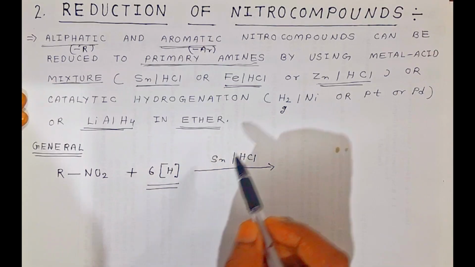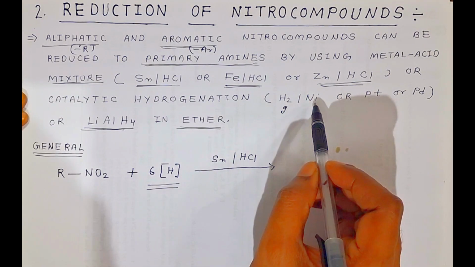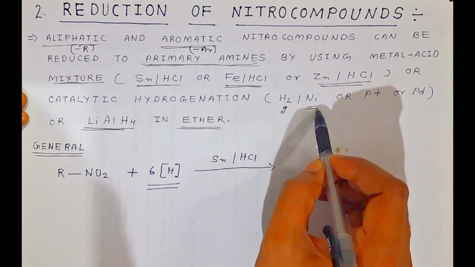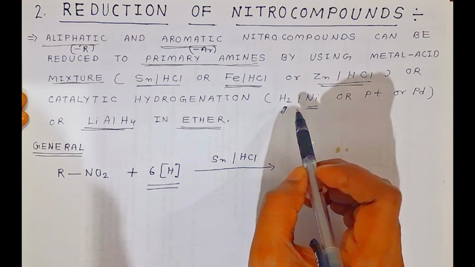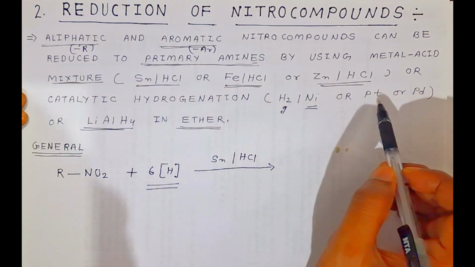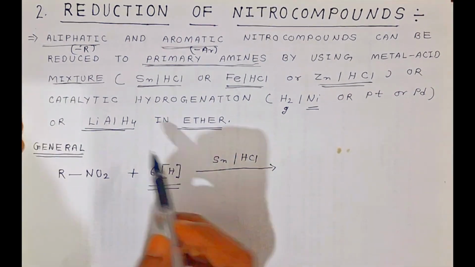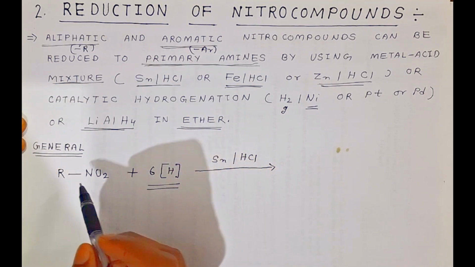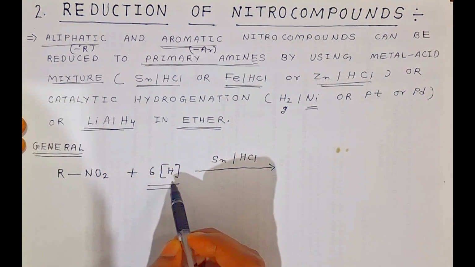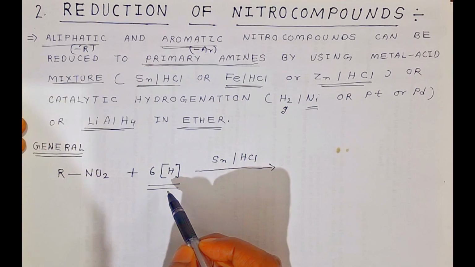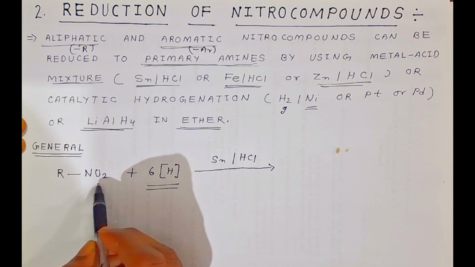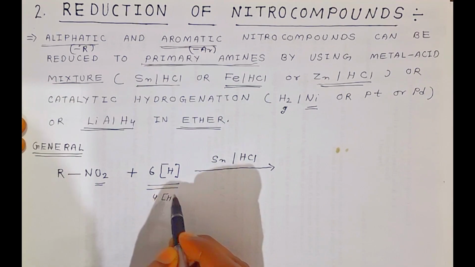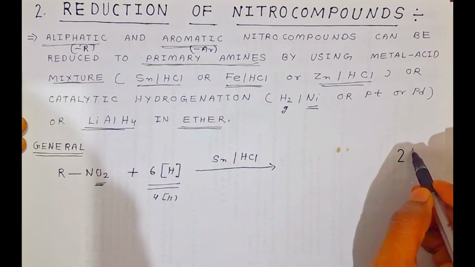Or you can use hydrogen gas in contact with nickel metal, this is the hydrogen molecule, and it will provide you nascent hydrogen. That is called catalytic hydrogenation. It may also be platinum or palladium. And you have lithium aluminum hydride in contact with ether solvent, which gives you nascent hydrogen. Now to reduce a nitro compound, 6 nascent hydrogens are required. To remove 2 oxygen atoms, you require 4 nascent hydrogens, so that the oxygen is removed as water.